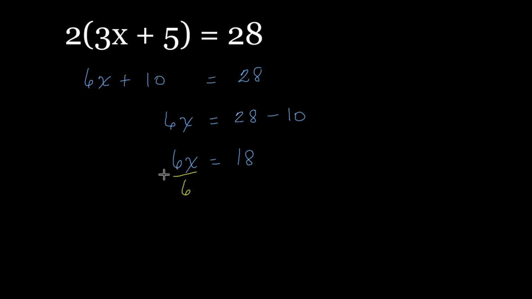But if I do that on one side of the equation, I've got to do it on the other side of the equation. Okay? So now these cancel, and I'm left with x is equal to 18 divided by 6, which is 3. And that's my answer.